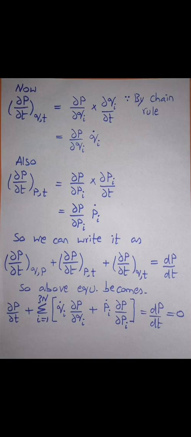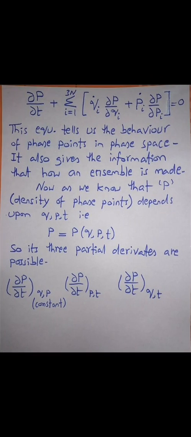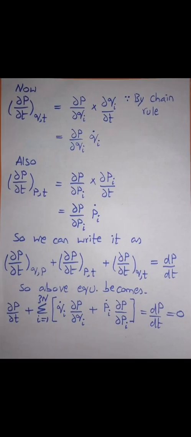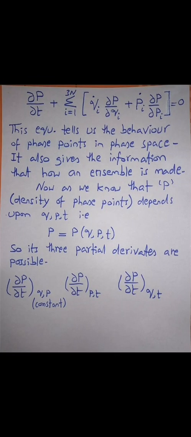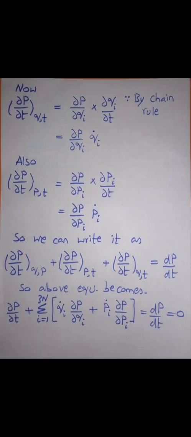By putting this in equation 1, we simply get partial ρ divided by partial t plus summation, where the summation is from i equal to 1 to 3N, of q_i dot into partial ρ divided by partial q_i plus p_i dot into partial ρ divided by partial p_i, is equal to dρ divided by dt. As our equation 1 is equal to 0, we simply get dρ divided by dt is equal to 0. This was our required relation.